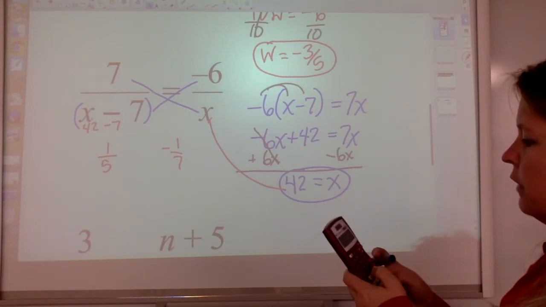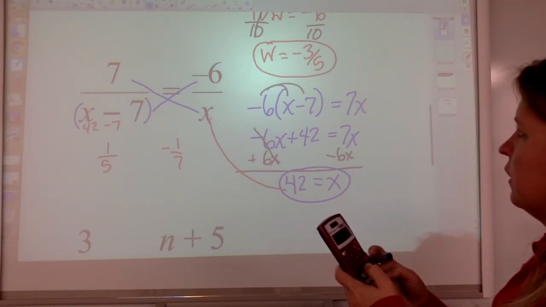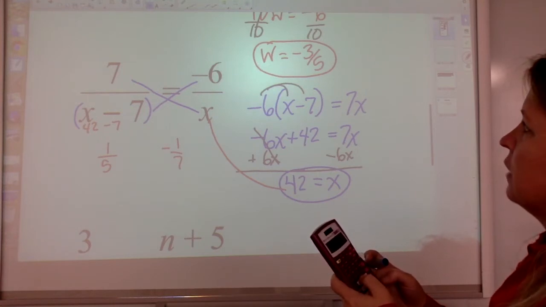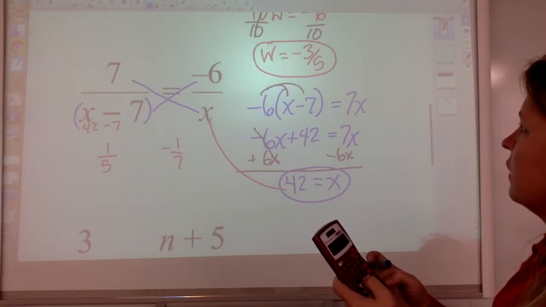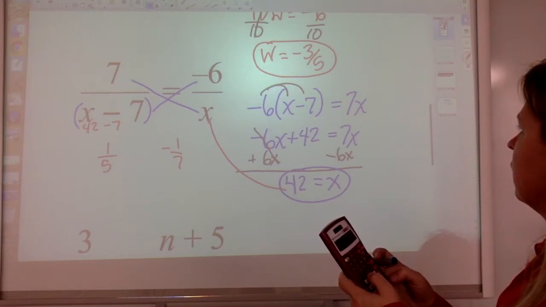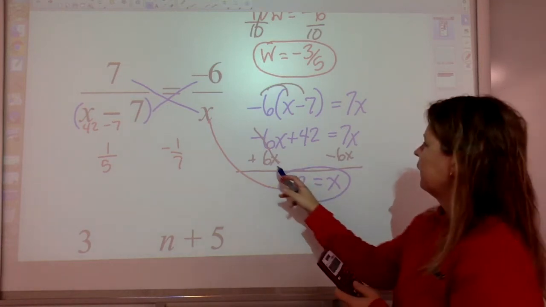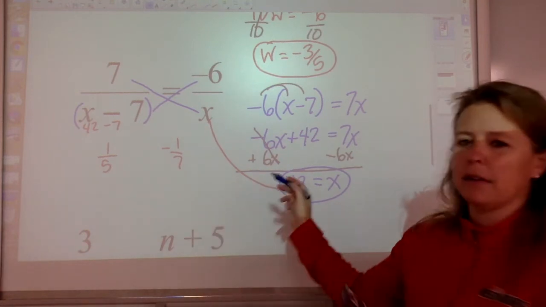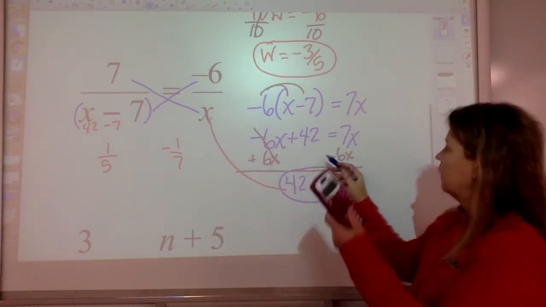42 minus 7 equals 35. 7 over 35 is 1/5. So there is a mistake here somewhere. Let's find it. Oh, look at what I did right here. That's why we check our answers. Go back. You probably already saw it and you were like, what are you doing?